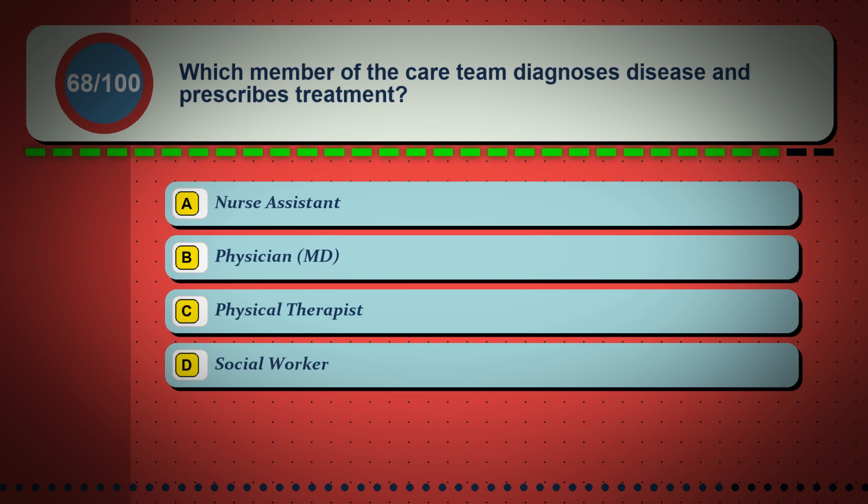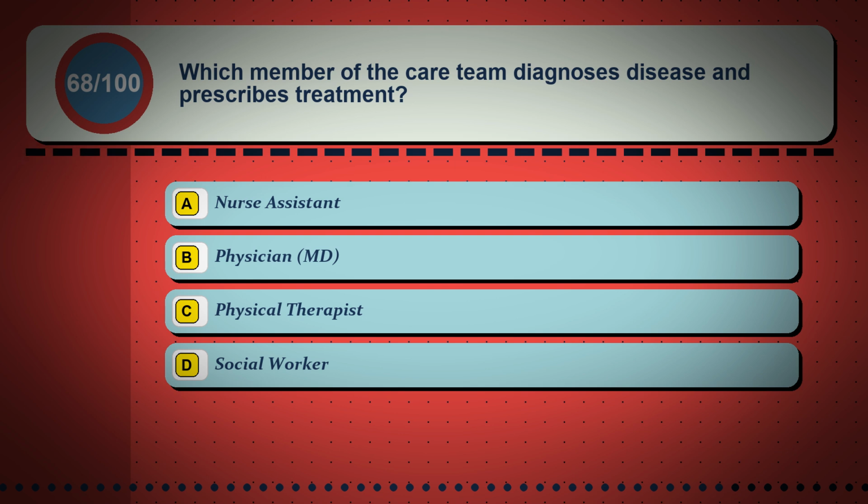Question 68. Which member of the care team diagnoses disease and prescribes treatment? Option A, a nurse assistant. Option B, physician, MD. Option C, a physical therapist. Option D, social worker.